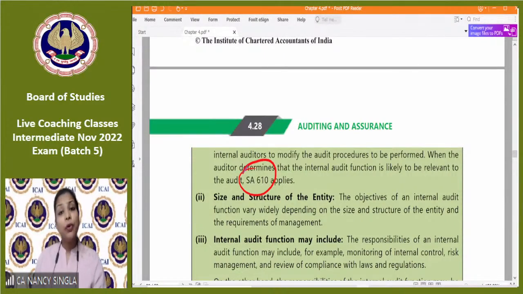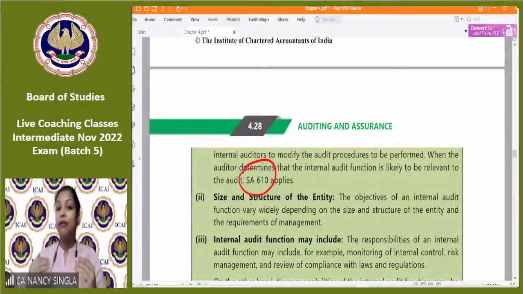However, it may be possible that the internal audit function is limited to operations like effectiveness, efficiency, and economy of operations. That is, they are not related to what? Financial reporting. So when the working of the internal audit function is related to financial reporting, then the auditor can use the work of the internal auditor by following whatever provisions are mentioned in SA 610.